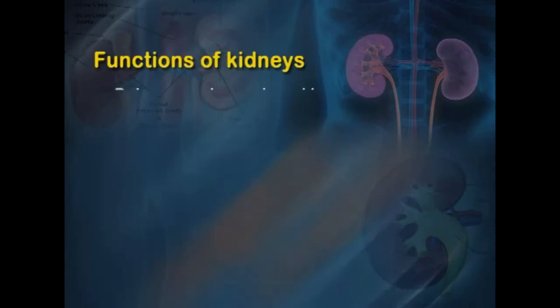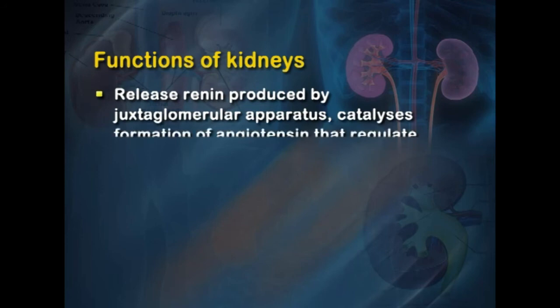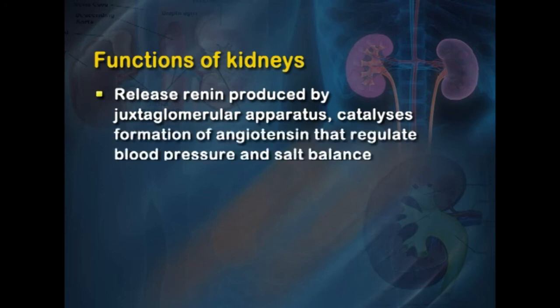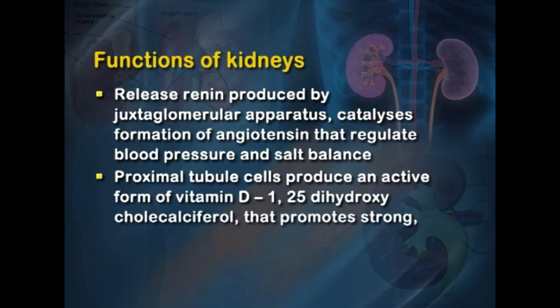It also plays a major role by secreting certain hormones or enzymes which are important. For example, it releases renin. It is important because it catalyzes the formation of angiotensin, which is an important component for regulating both the blood pressure as well as the salt balance.